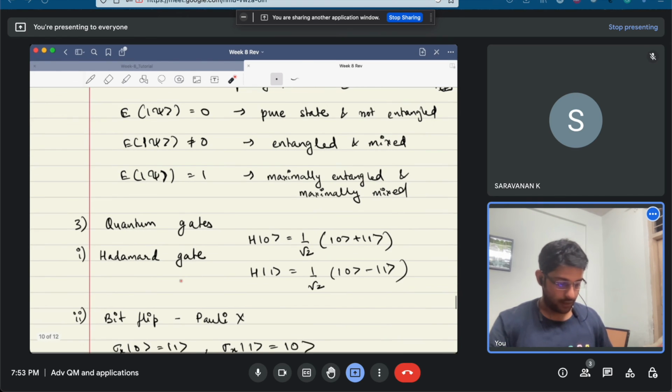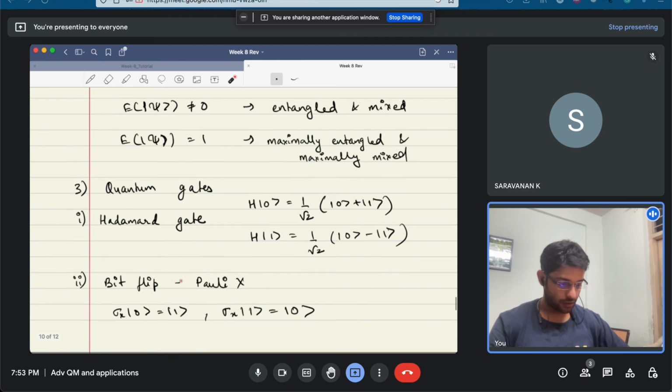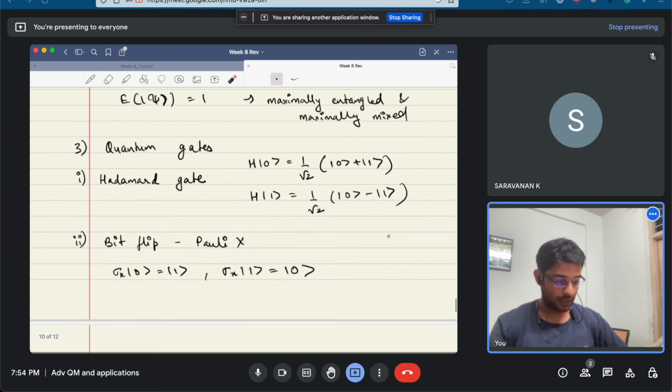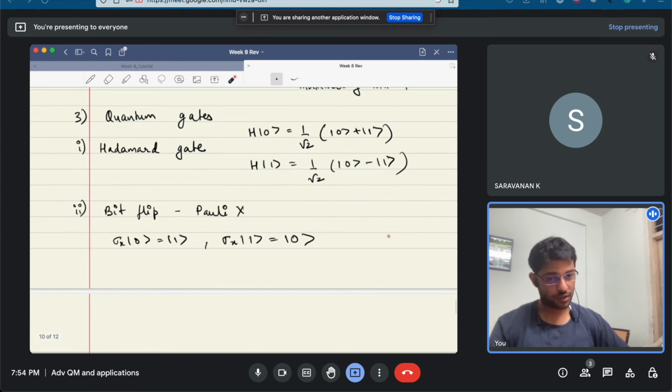Okay, then we had a bunch of quantum gates. First of all, all of these are important actually. So the Hadamard gate is essentially used for creating superposition. So let's say if you have a 0 or 1, you can create a superposition of 0 plus 1 or 0 minus 1. Okay, then we have the bit flip operator, which is essentially your Pauli X. So when you operate sigma x on 0, you get a 1, and when you operate on 1, you get a 0. So it just flips the bit from 0 to 1 or 1 to 0.